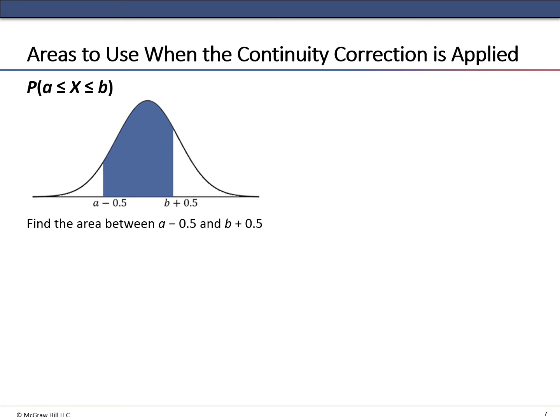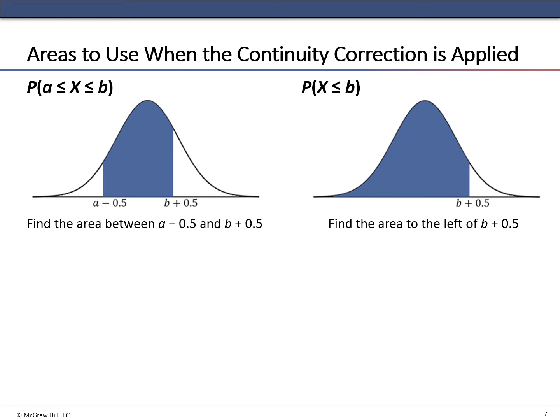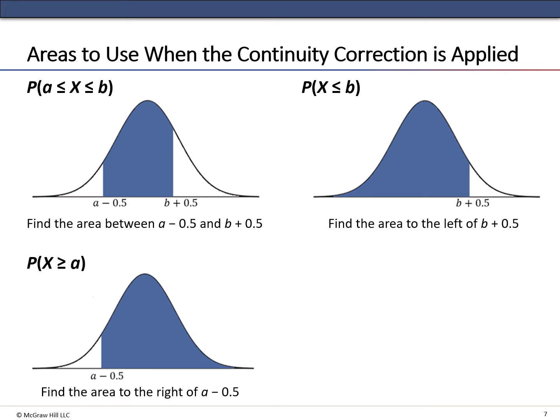So this is just kind of a note sheet. When we're including the endpoints, the area is plus and minus 0.5 from the lower value, subtracting 0.5 from the lower value, adding 0.5 to the upper value. If we're just looking for it less than or equal, again, we're including that endpoint, so we're going to add 0.5 to that x value.